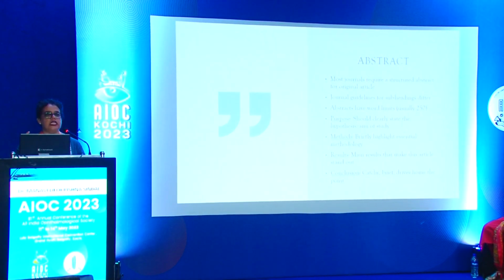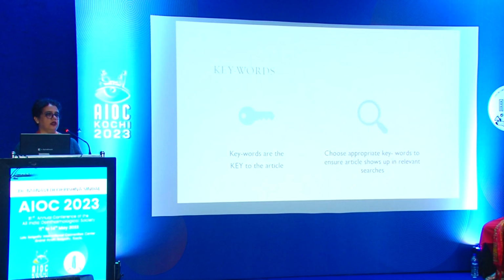Here your purpose should clearly state your hypothesis or aim of the study. Your method should briefly highlight what you did. The results in the abstract should show your main finding or outcome that you wish to highlight in your paper. And the conclusion should be catchy, brief, and drive your point home. Keywords are the key to your article. This is what is going to help your article be searchable in PubMed. So choose appropriate keywords so that they show up in appropriate searches.